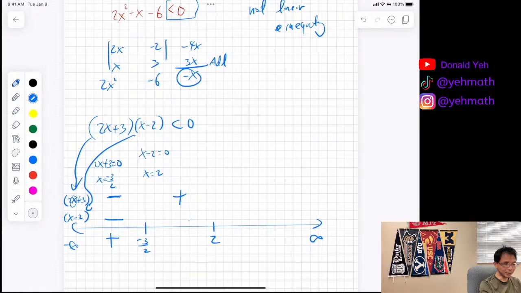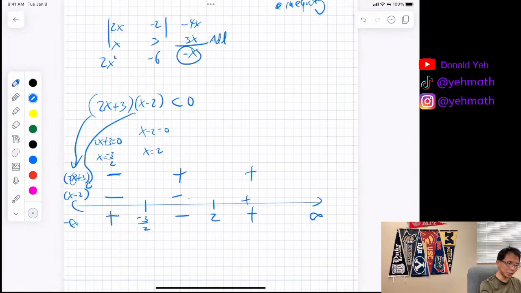And you plug in 0 in the second factor, and it's going to give you a negative sign, because positive times negative equals negative. Now, between 2 and infinity, which number am I plugging in? 3. Plug 3 into 2x plus 3. What sign am I getting? Positive. And 3 minus 2 is what? Positive. So therefore, the merged sign is positive.